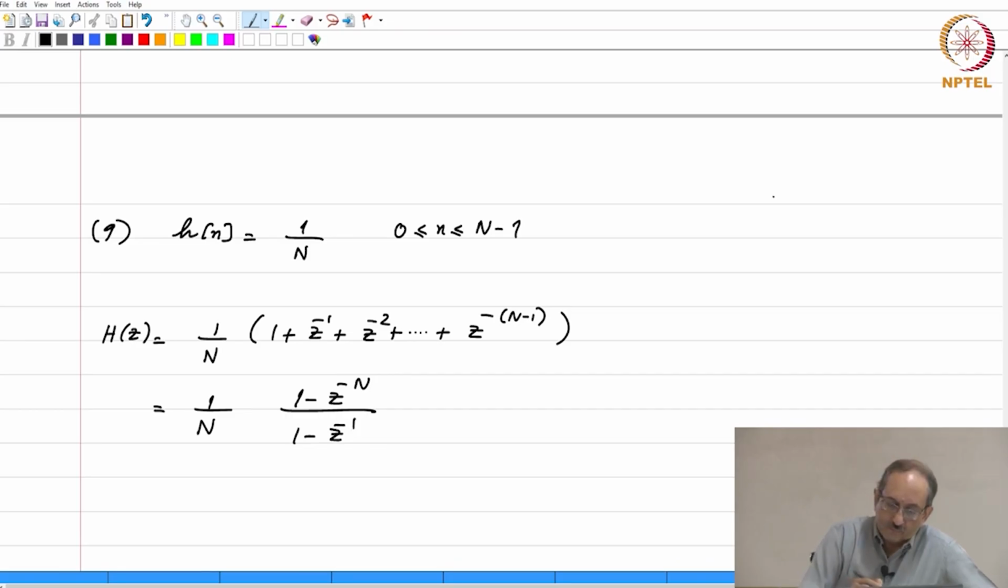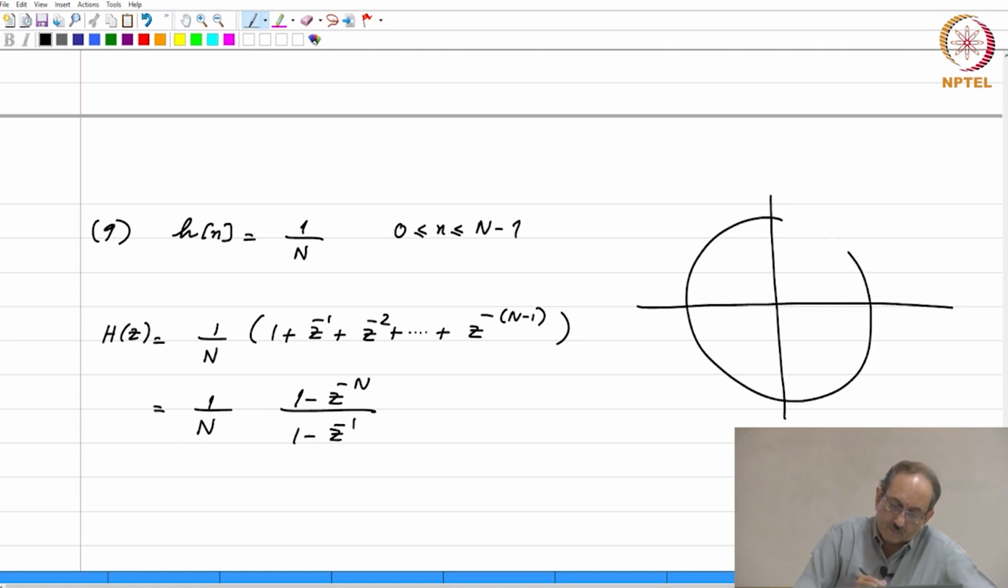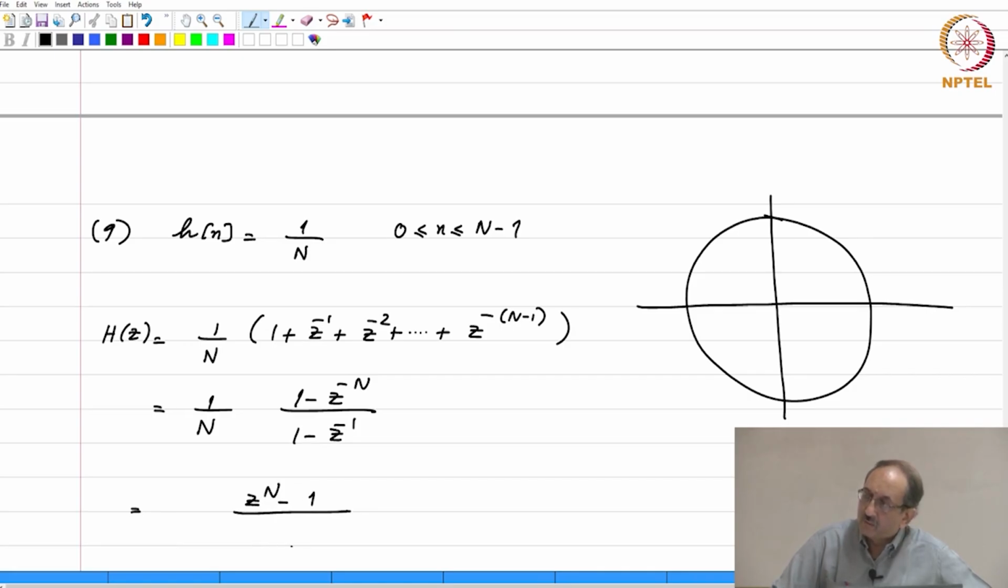Now, if you look at the poles and zeros of this transform, you can rewrite this as z to the n minus 1 by z to the n. Denominator also can be written as z minus 1 by z. Therefore, one of the powers of z will get cancelled. So, you will be left with z to the n minus 1, and then of course, you have this scale factor of 1 over n.